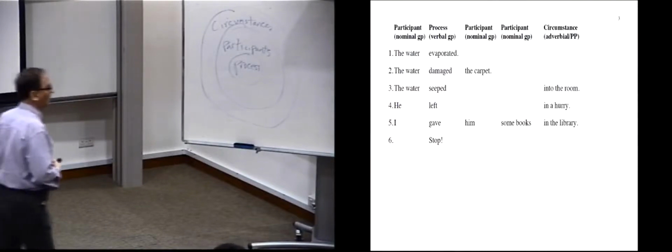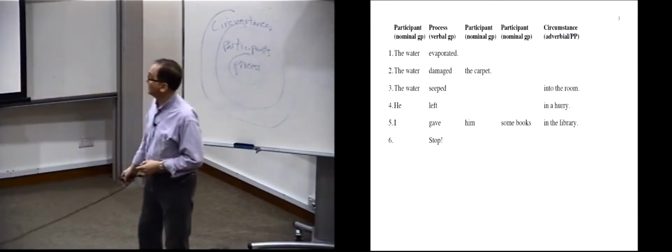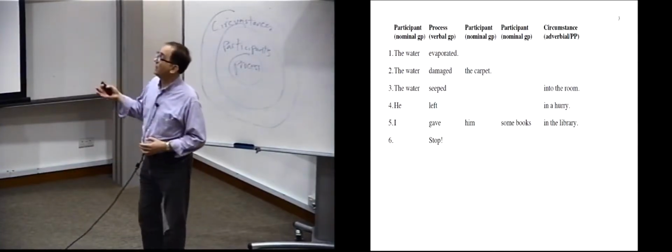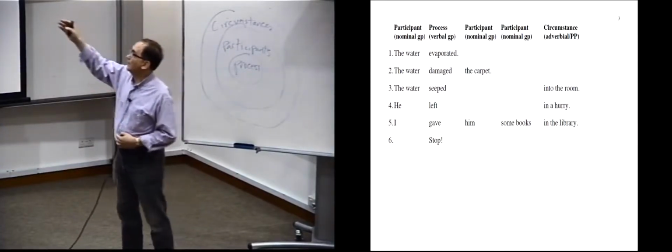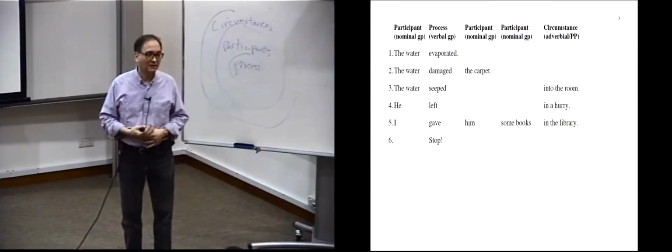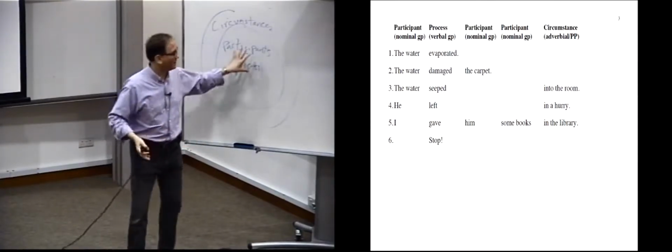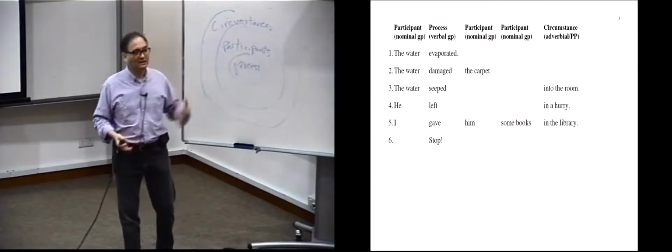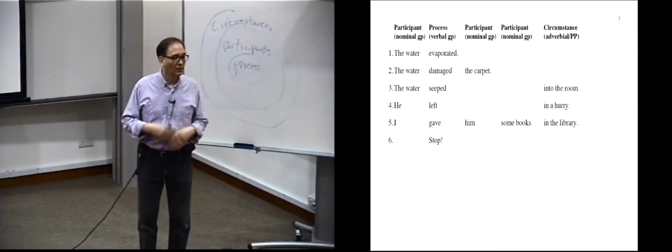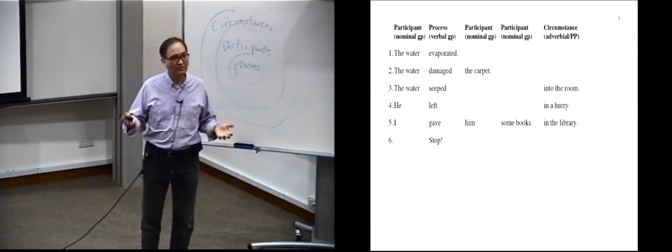So let's look at some examples of these participants and circumstances and processes. So here we have the water evaporated, or you could say the water evaporated from the cup, where we could add a circumstantial. Now part of the idea of the circumstantial is that it's optional. That's why it's not one of these core participants. It's extra. So I could say the water evaporated, or I could say the water evaporated from the cup, or I could say the water evaporated quickly from the cup.